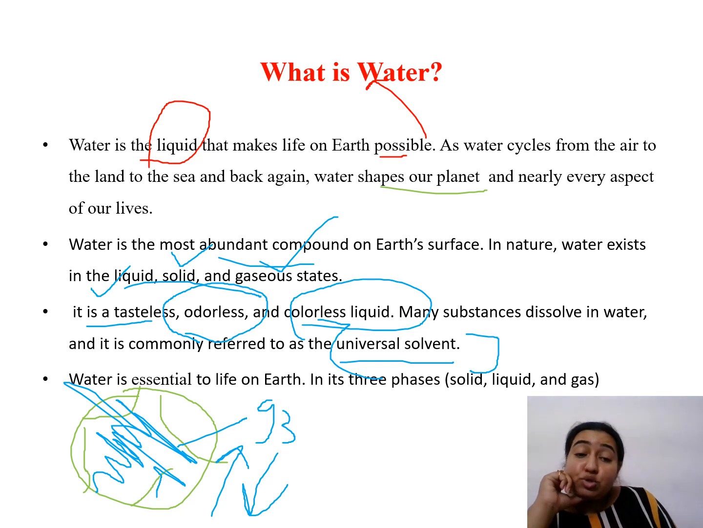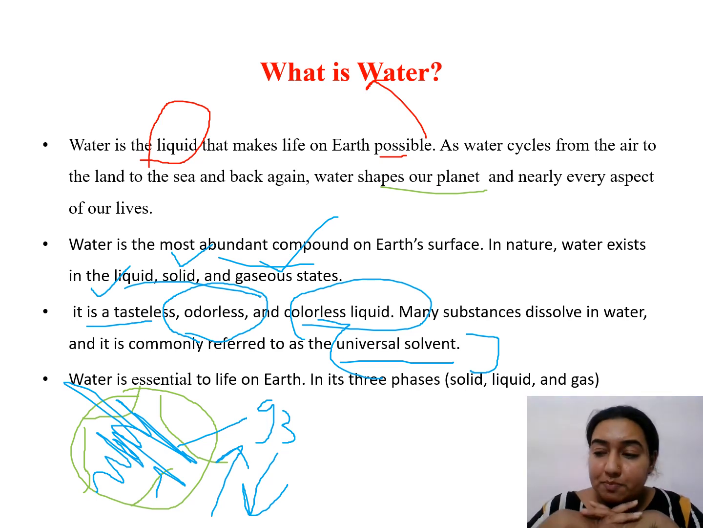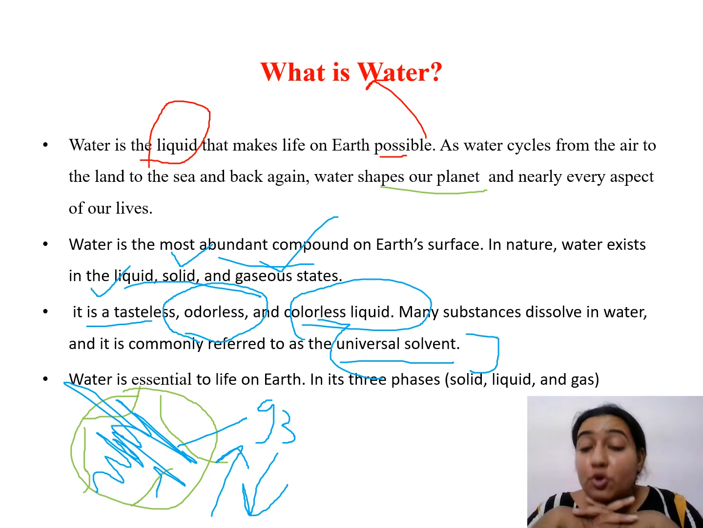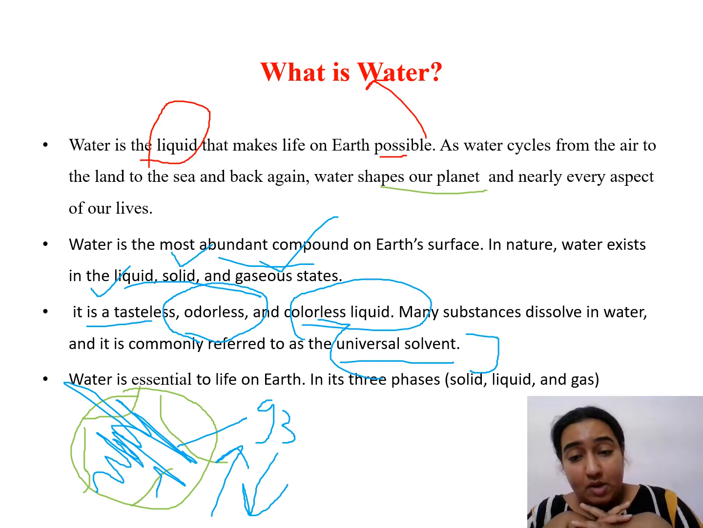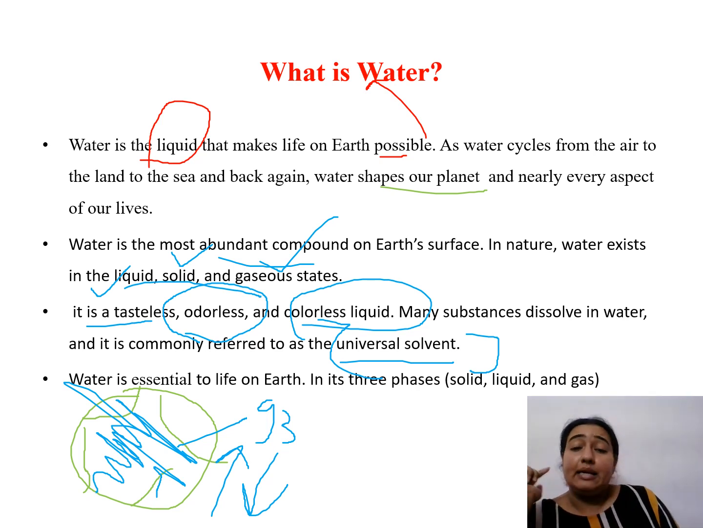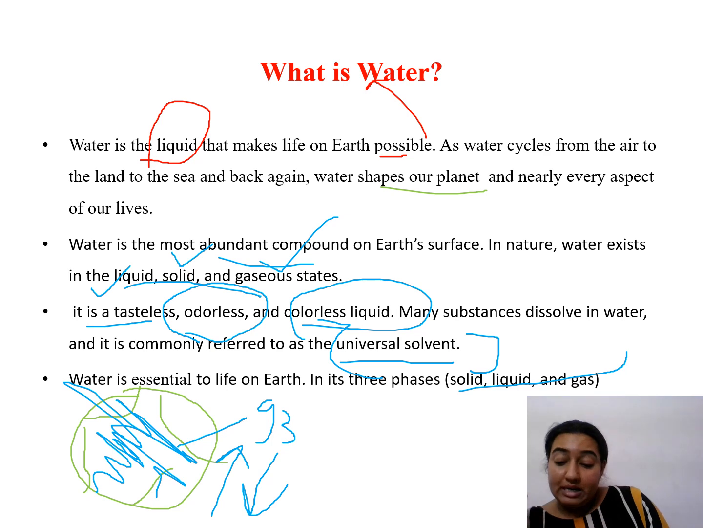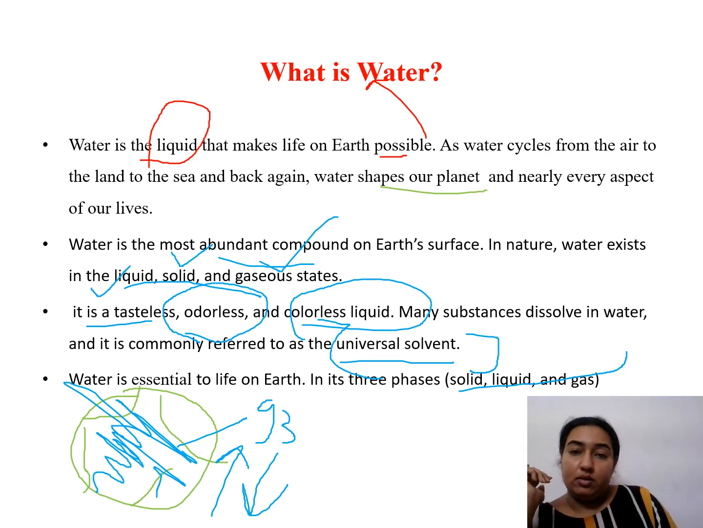Water is essential to life on earth. Water is very essential. What if you do not get water to drink even for a day? You might feel sick, you might feel ill and you may die. So water is so essential, we cannot imagine life without water. And in its three phases, the solid phase, the liquid phase and the gaseous phase, it is equally important and needed for life on earth.